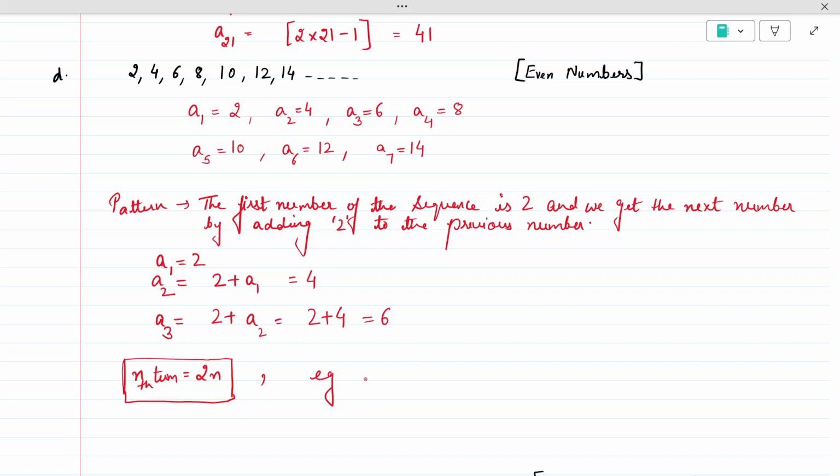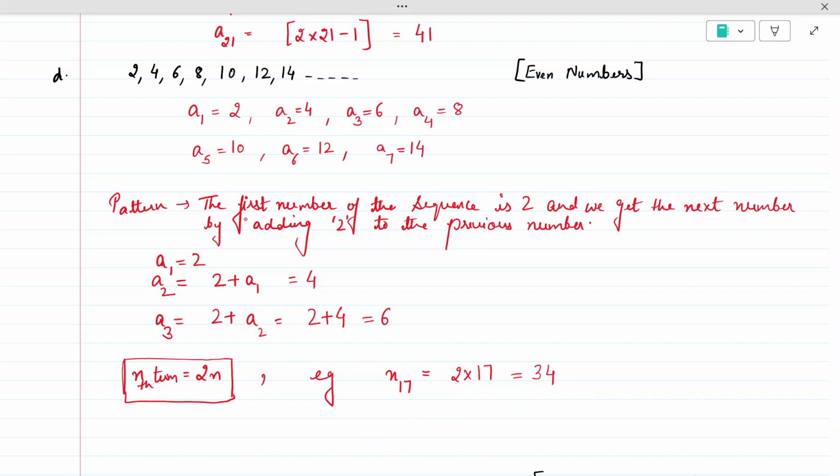Okay. So I'm taking an example. Let's say I have to take out the 17th term of this sequence. I need A17, that is, which term is present at the 17th position of this sequence. So what we will do? We will multiply 2 with n. n is 17 here. So we will get 34. That means in this even number sequence, the term which is present at the 17th position is 34. Similarly, we can do this for any nth number.